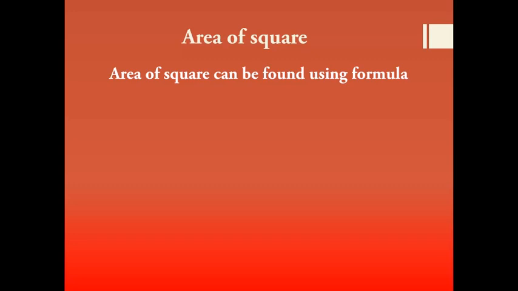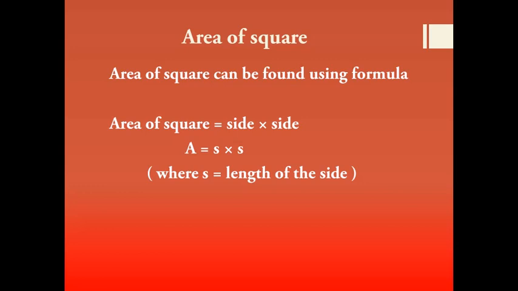Area of square. Area of square can be found using formula. Area of square is equal to side into side. A for area and S for side. So A is equal to S into S. S is equal to length of side.